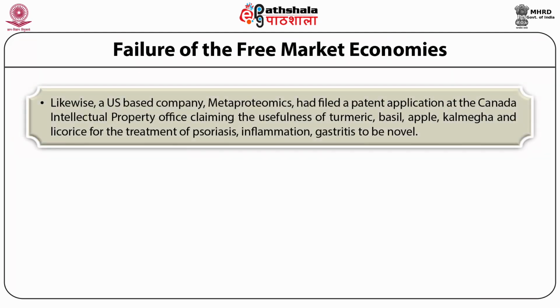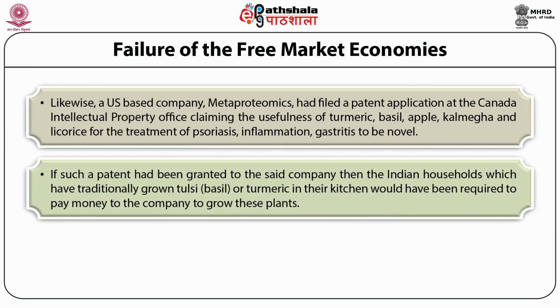Likewise, a US-based company, Metaproteomics, had filed a patent application at the Canada Intellectual Property Office, claiming the usefulness of turmeric, basil, apple, kala megha, licorice for the treatment of psoriasis, inflammation, gastritis to be novel. If such a patent had been granted to the said company, then the Indian households which have traditionally grown tulsi or basil or turmeric in their kitchen would have been required to pay money to the company to grow these plants. This also implied that these could not be used in many Ayurvedic medicines.